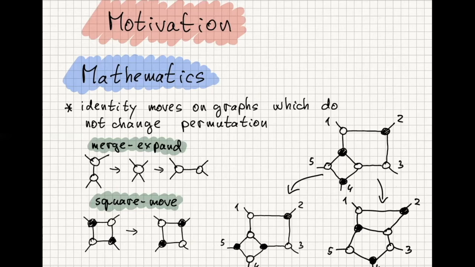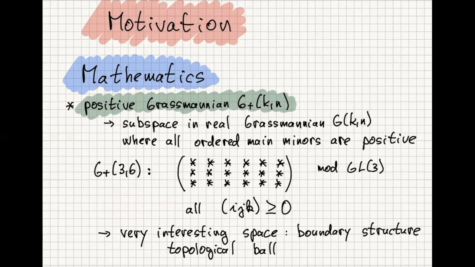Okay, so the second connection is to the positive Grassmannian. The positive Grassmannian is a subspace of the real Grassmannian G(k,n), where all ordered maximal minors are positive, so k by k minors are positive. So we consider a k by n matrix, here in this example 3 by 6, modulo GL3, where all ordered 3 by 3 minors are positive or non-negative. Yes, we allow that they are zero when we go to some lower dimensional cell. Okay, so this is a very interesting space. It has a very interesting boundary structure, it is topologically a ball. There are just many interesting things about it.